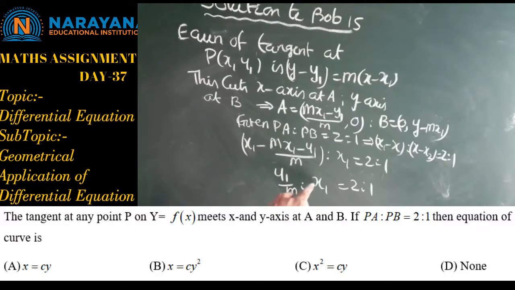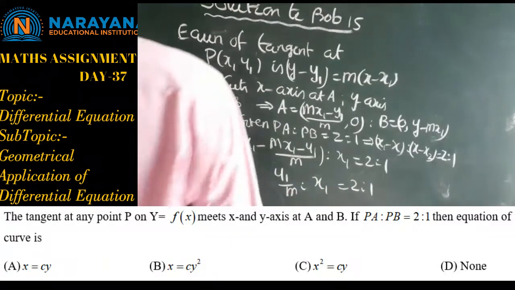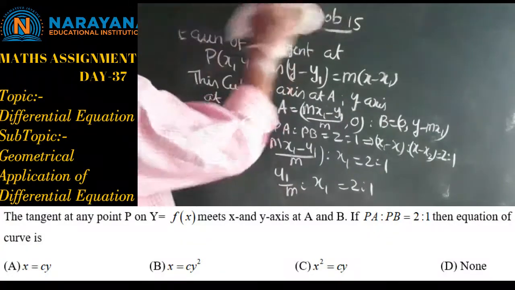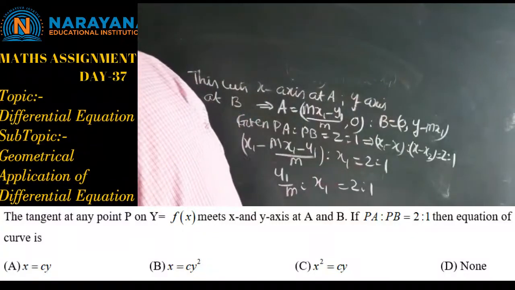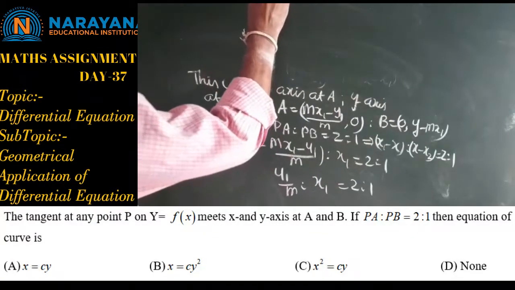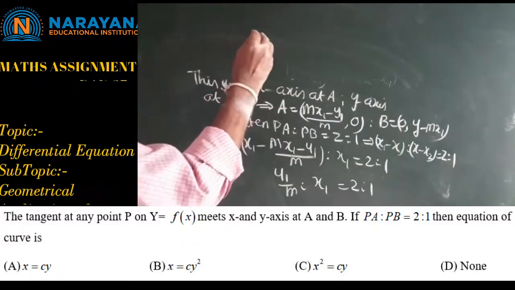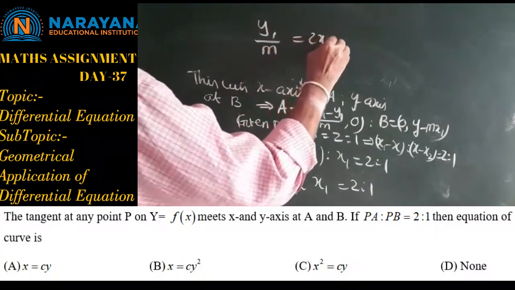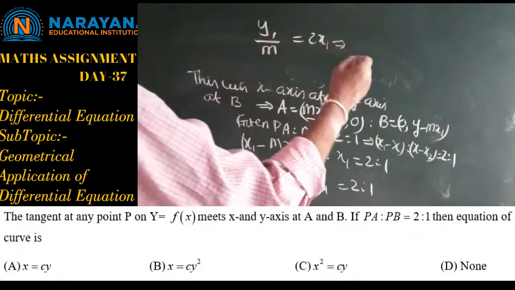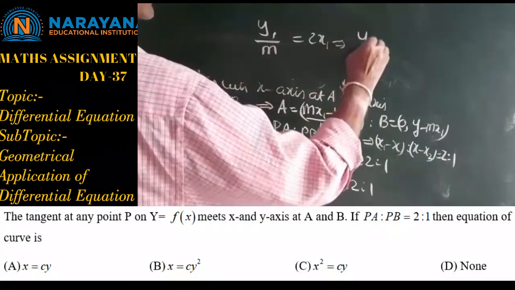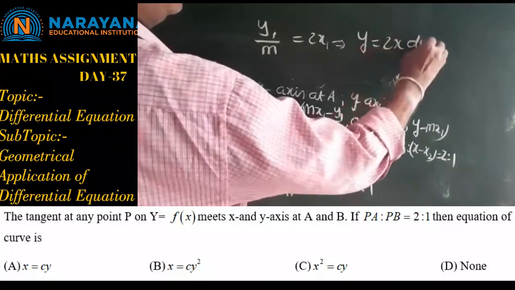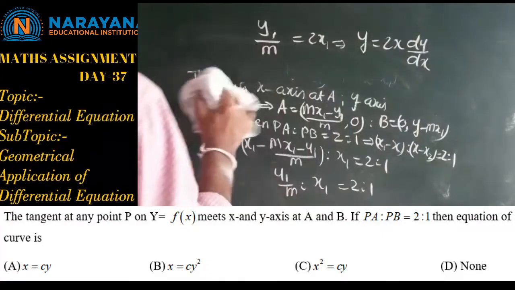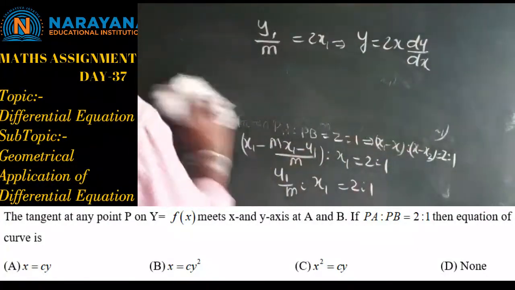y1 by m is to x1 is equal to 2. Product of extremes equal to product of means, so what I got is y1 by m is equal to 2x. So I will replace y1 with y, x1 with x. So y is equal to 2x dy by dx. M should be replaced with dy by dx. So if I replace m with dy by dx, I can get that.